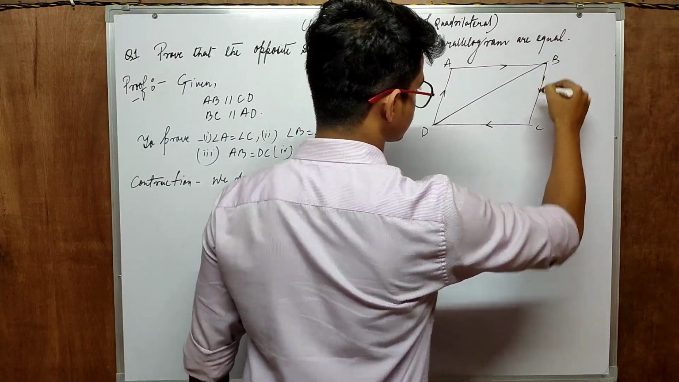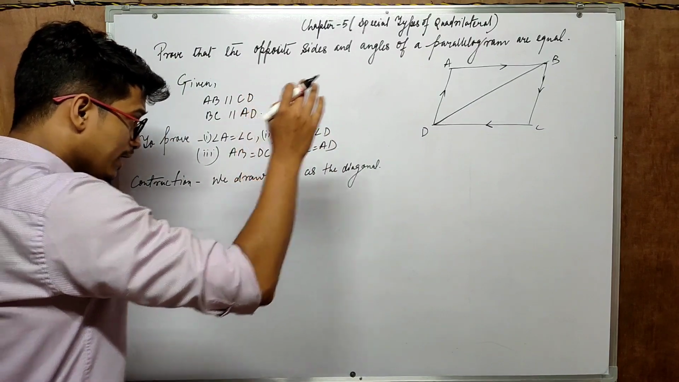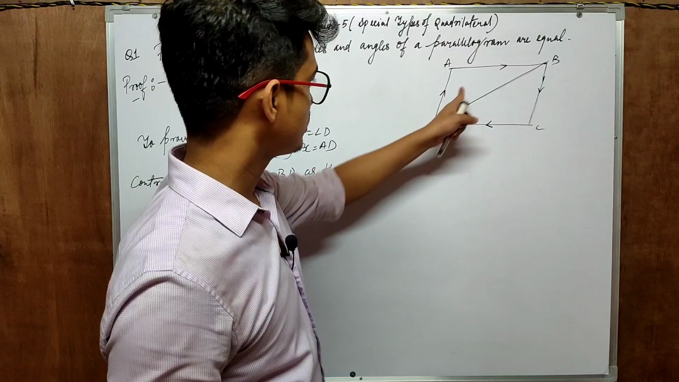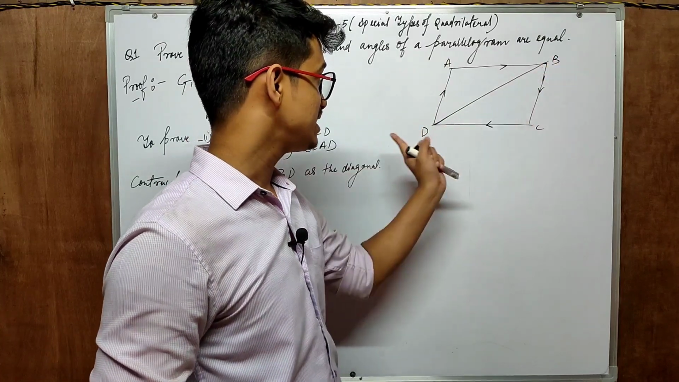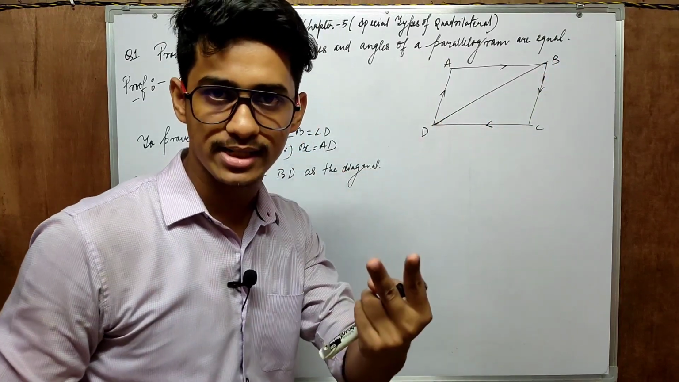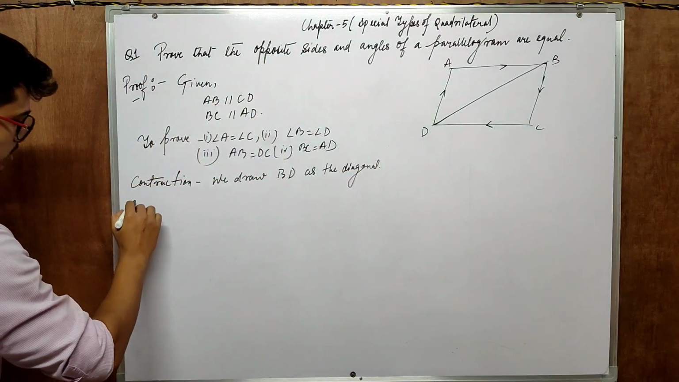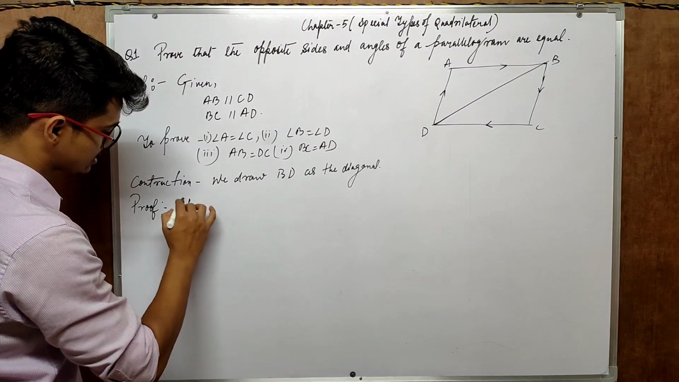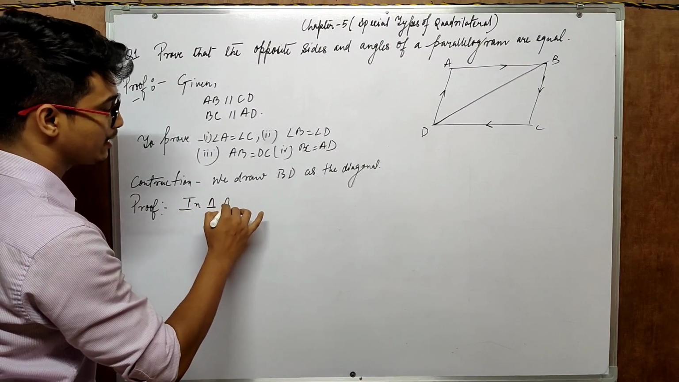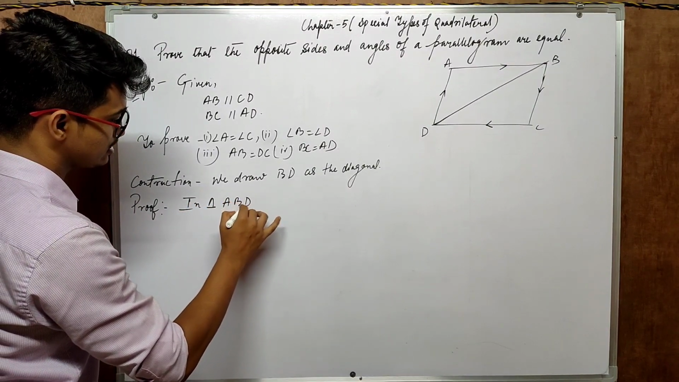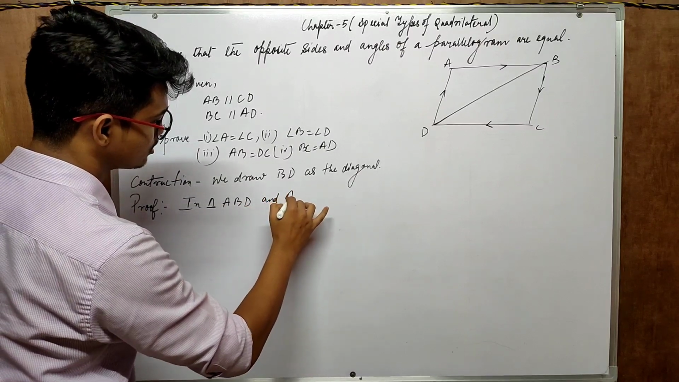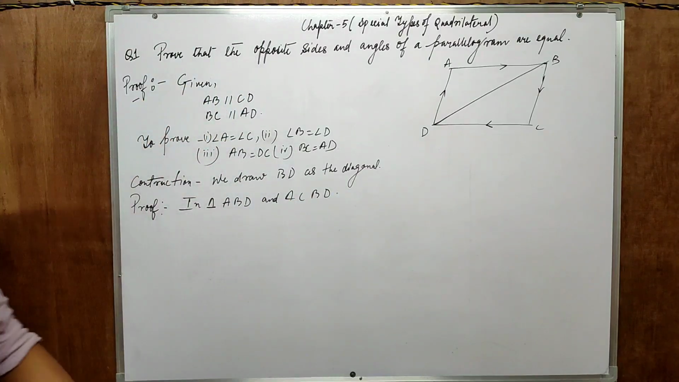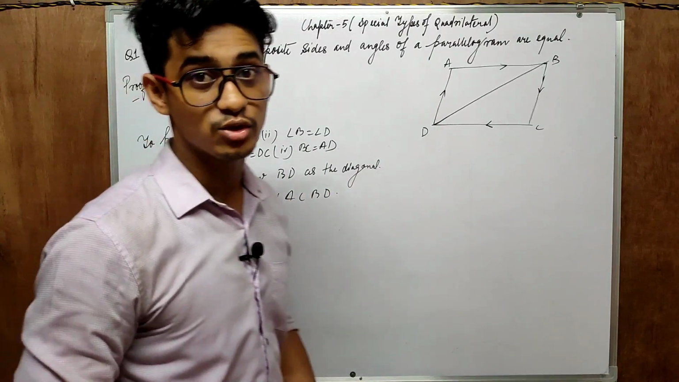Now this parallelogram is divided into two triangles. The first one is ABD, and the next one is BCD. Two triangles are there. So now comes the proof. How do we prove it? We have to take two triangles. In triangle ABD and triangle CBD, what is given? What is given? We need to prove it.